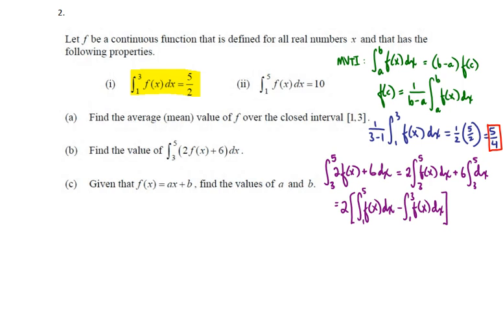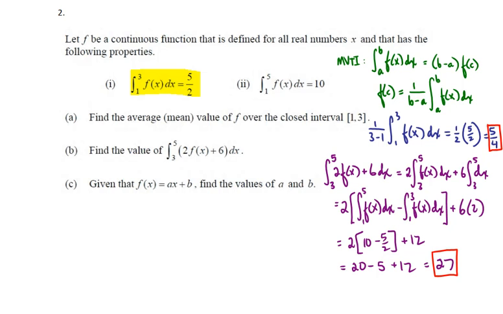Evaluate at the upper limit, it's 5. Evaluate at the lower limit, it's 3. But I just think of that as the integral of a straight line of height 1 from 3 to 5. So it's a rectangle of width 2, height 1. So that's 2. And finally, the integral from 1 to 5 is 10. So we have 2 times the quantity 10 minus the integral from 1 to 3 of f of x dx, which is 5/2. So multiplying 10 by 2, we get 20. Multiplying 5/2 by 2, we get 5. And the end result is 27. And so that's the answer to part B.